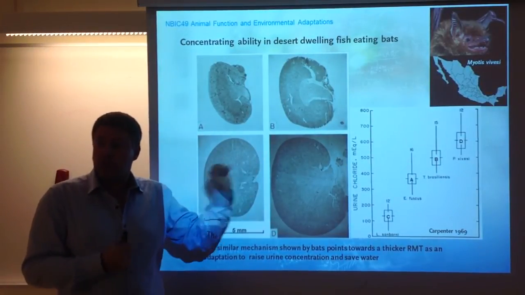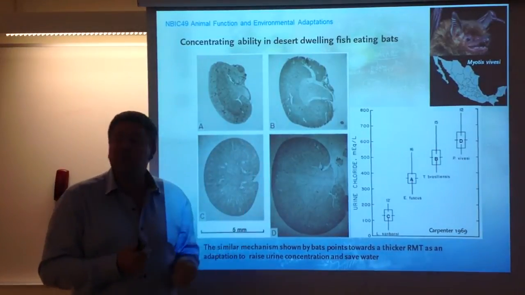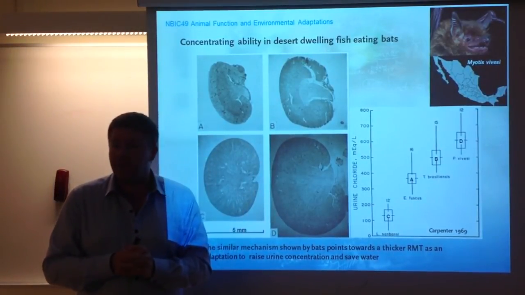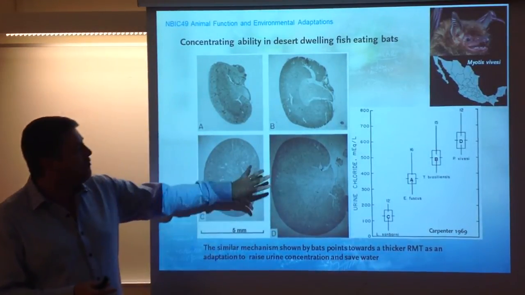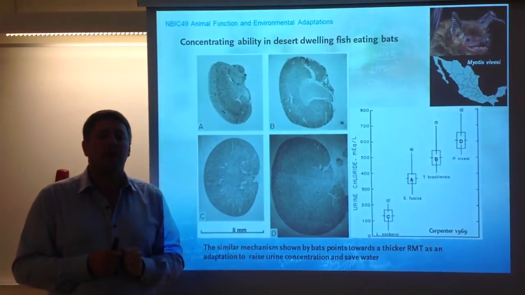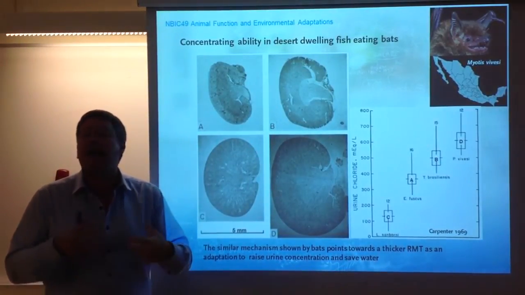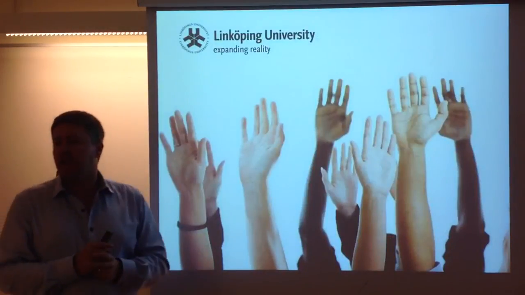It would be interesting to see if now we could put this in the perspective of the comparative phylogenetic method and look for evidence of this being an adaptation, the increased relative medullary thickness as an adaptation to arid environments. And this is how I wanted to finish this lecture. Thank you very much.